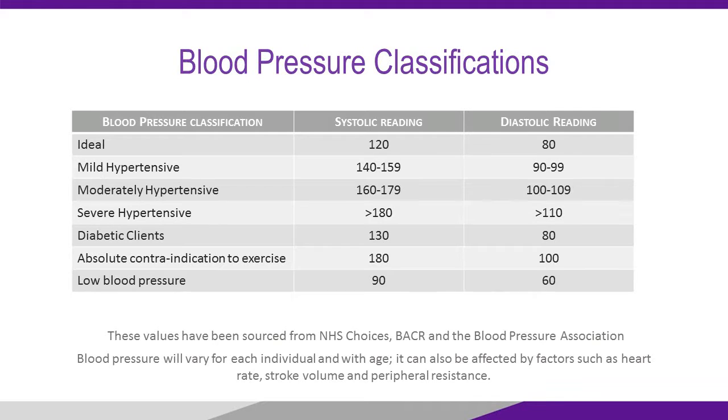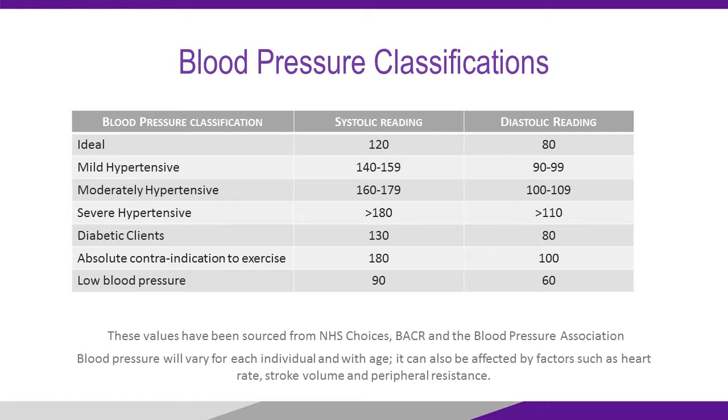When we work with diabetic clients, because they're at a higher risk of cardiovascular disease, we consider their blood pressure needs to be lower than the general population. So when we get to about 130 over 80, that's when we start considering people have more blood pressure problems. We want to keep it under this value if possible.